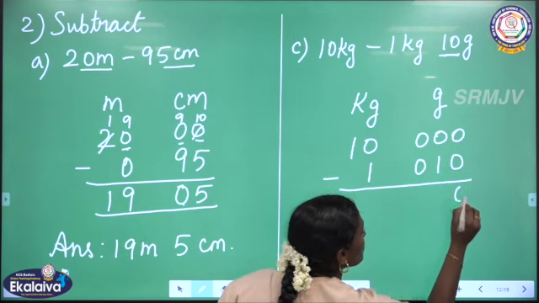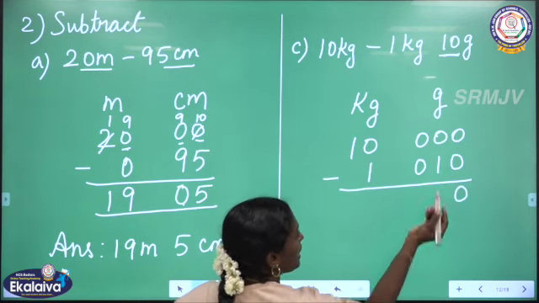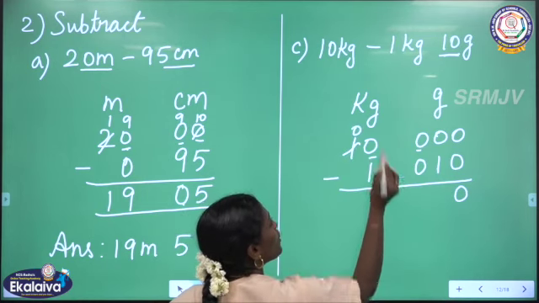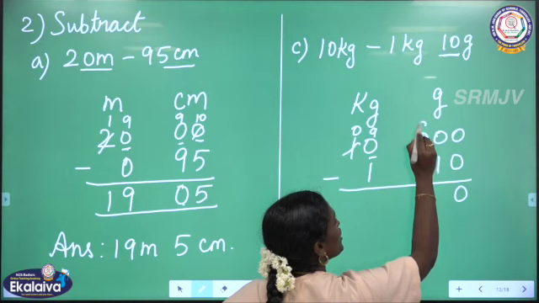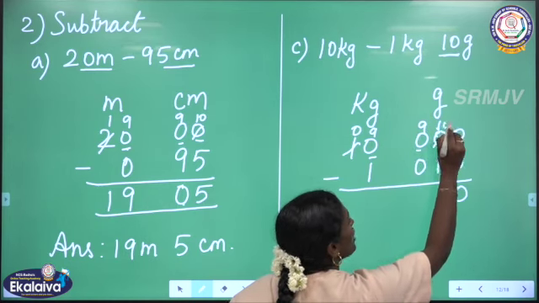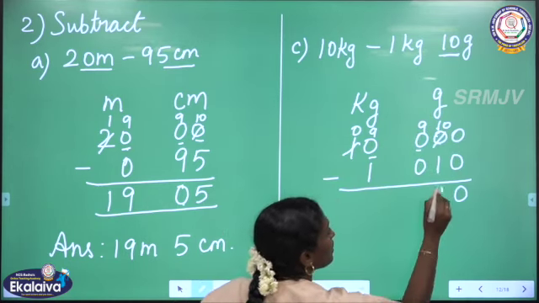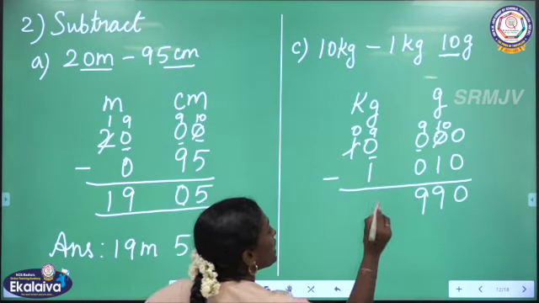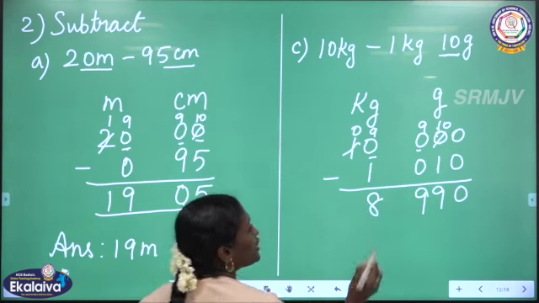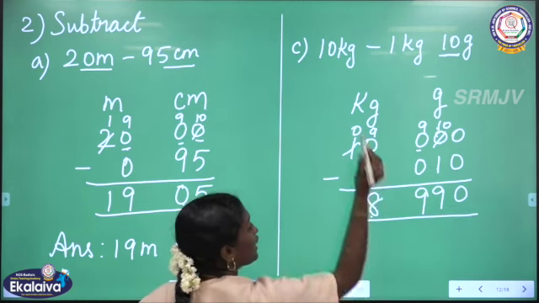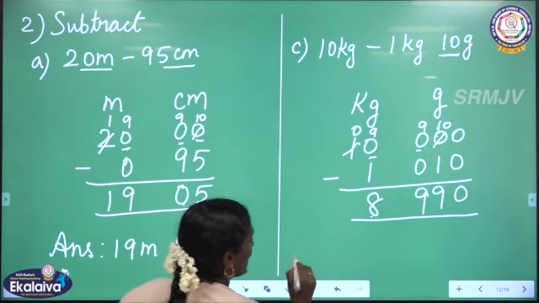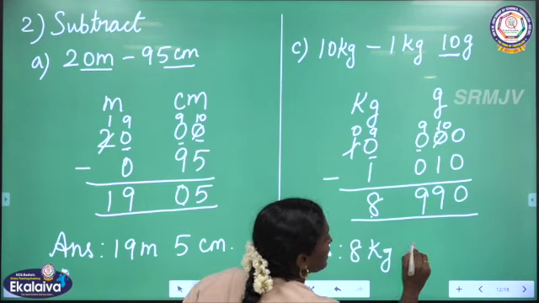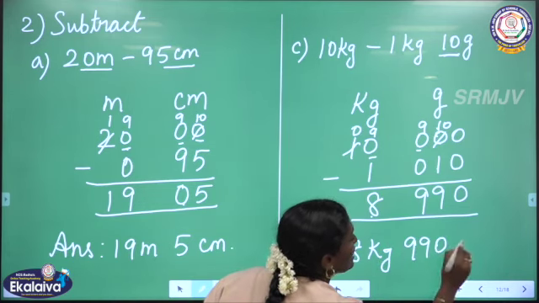Here 0 minus 0, 0. Here we can't do the subtraction. So we have to borrow from 1. 1 will become 0. This 0 will become 9. This 0 will become 9. This 0 will become 10. 10 minus 1, 9. 9 minus 0, 9. Here 9 minus 1, 8. Here in tens place 0. So the answer is 8 kilogram 990 gram.